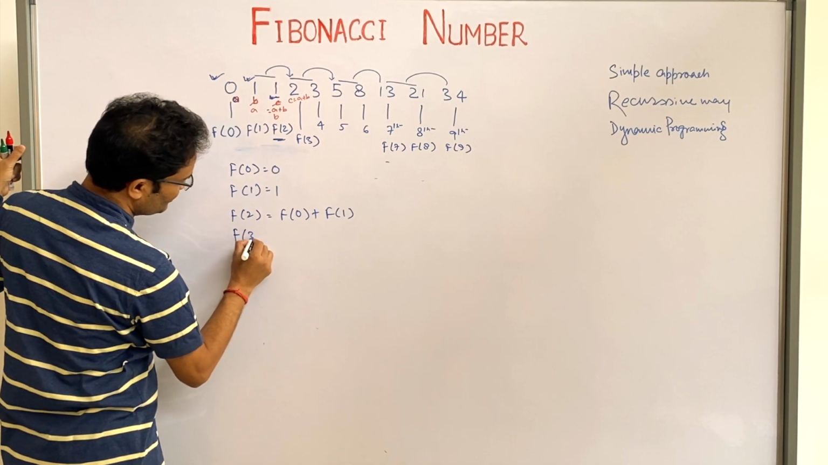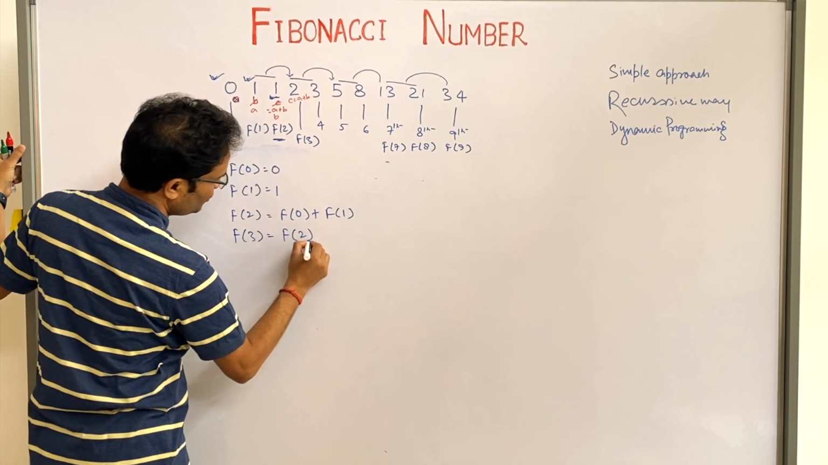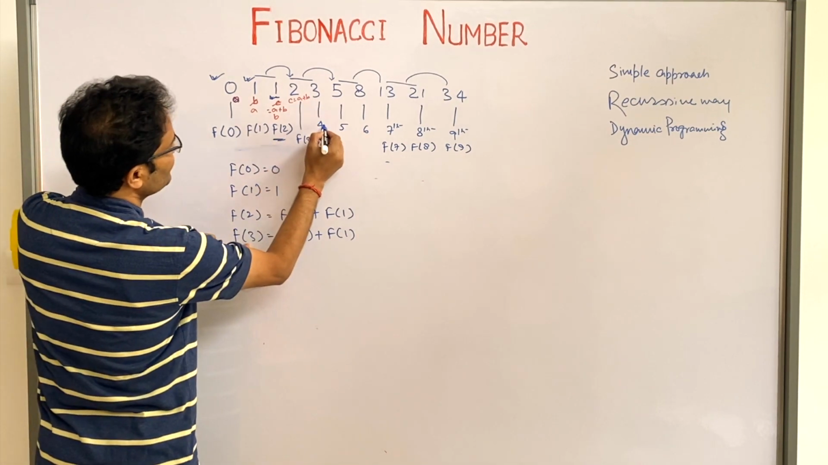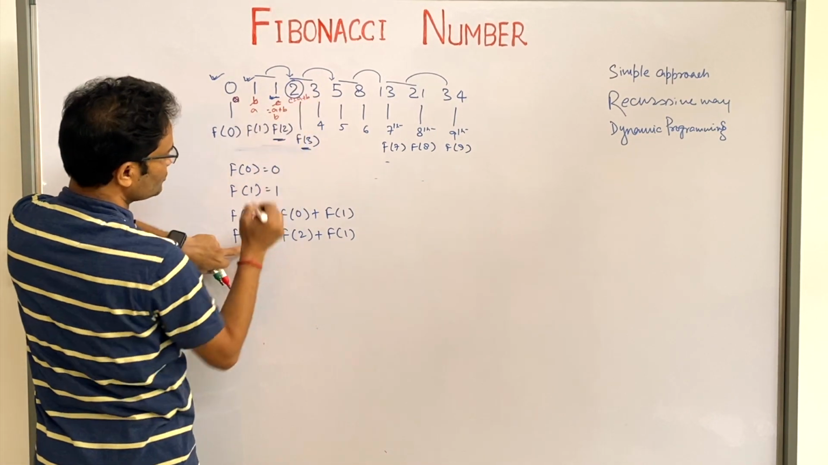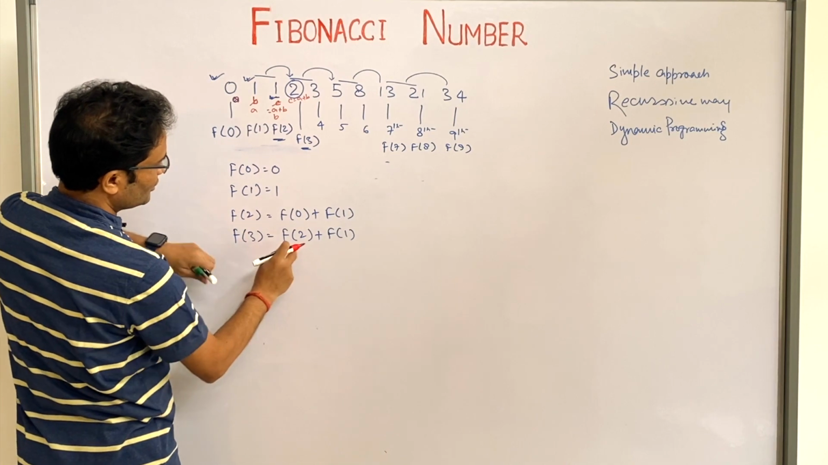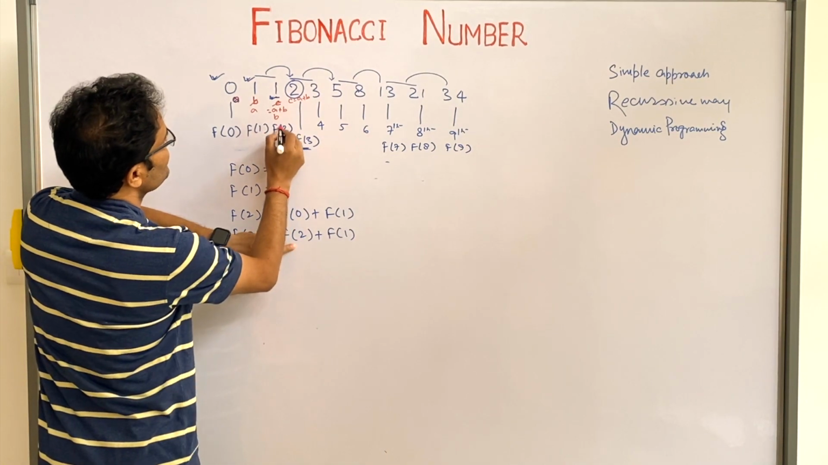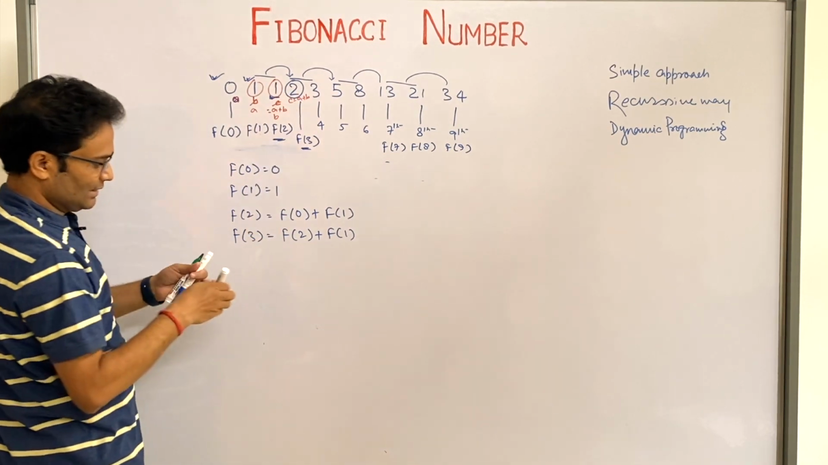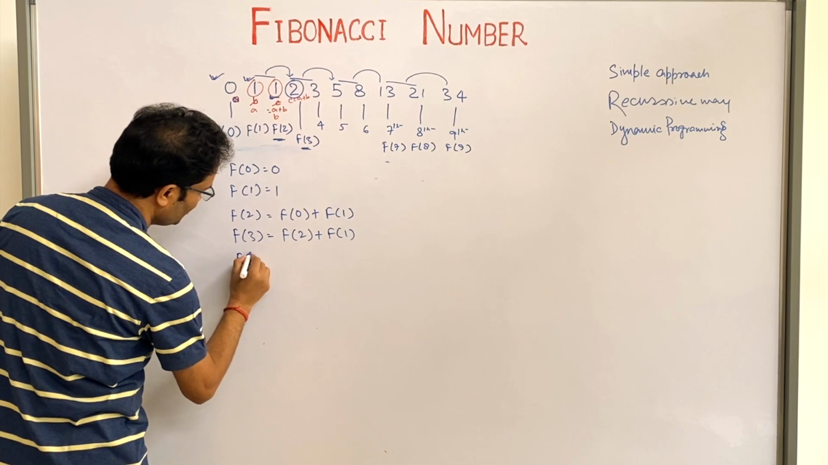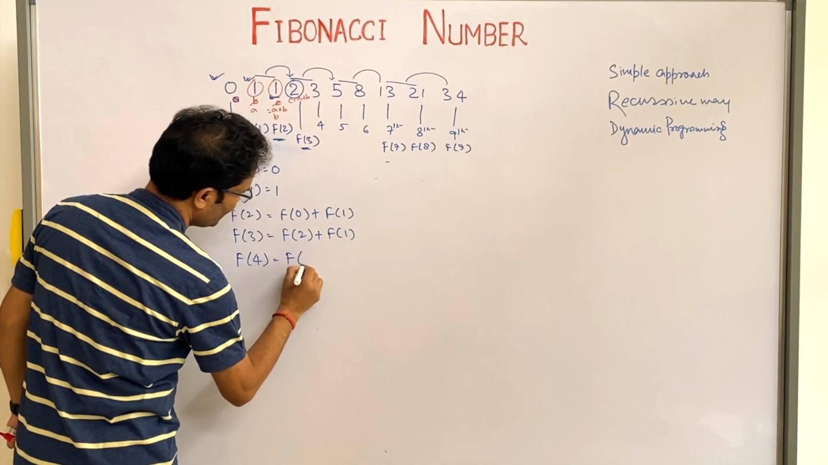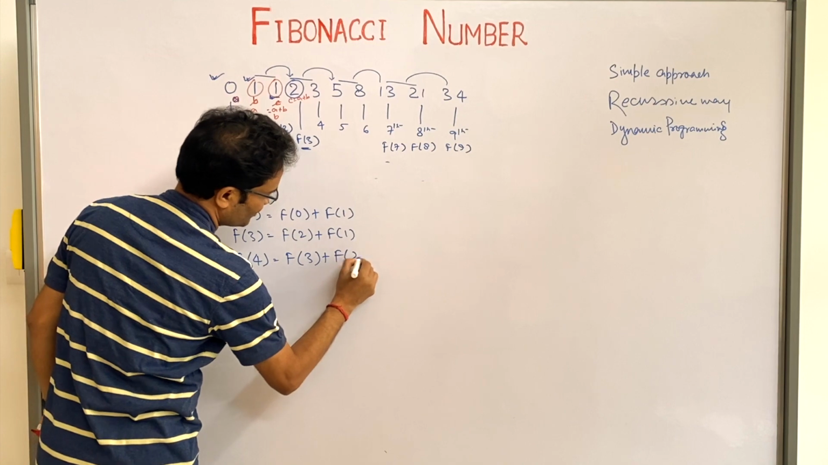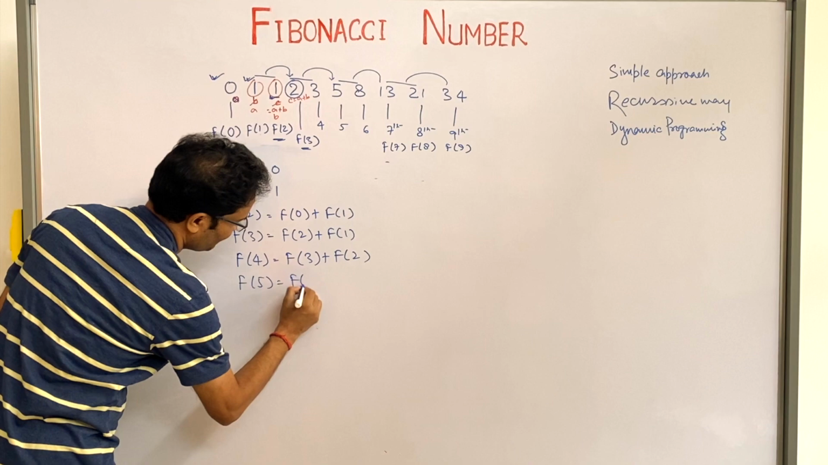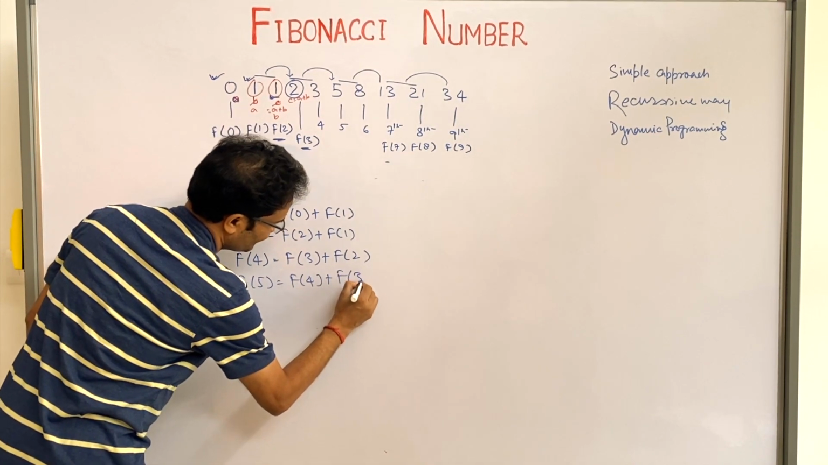Again if you see, f3 is f2 plus f1, right? So if you want to check f3, the value is 2. How did you get the 2? f2 and f1. f2 is 1 and f1 is 1. So 1 plus 1 is equal to 2. So we are getting that, right? Again if you continue, f4 is equal to f3 plus f2, right? Again if you want to see f5, this is f4 plus f3.